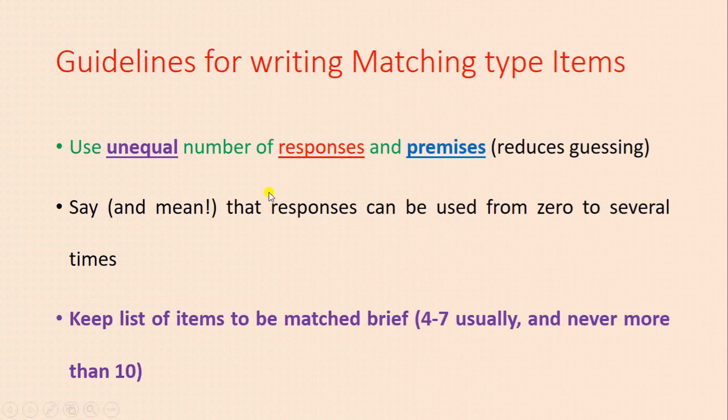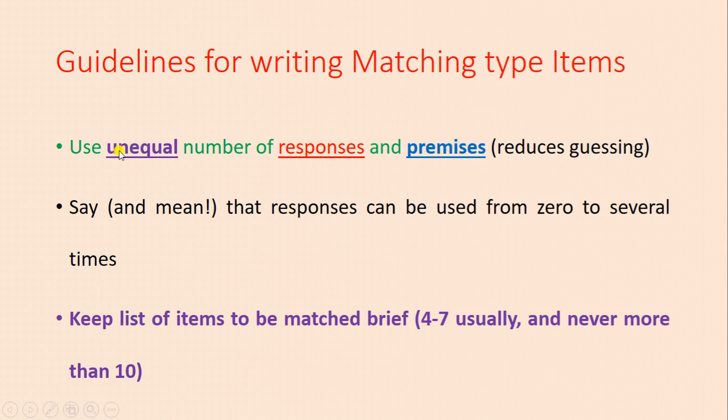My dear students, there are some guidelines for writing matching type items. Use unequal number of responses and premises. This is very important. My dear students, please use an unequal number of responses and premises. The responses and premises should not be in the same numbers. This is a very important thing. These should be unequal. I have colored and underlined these important words.